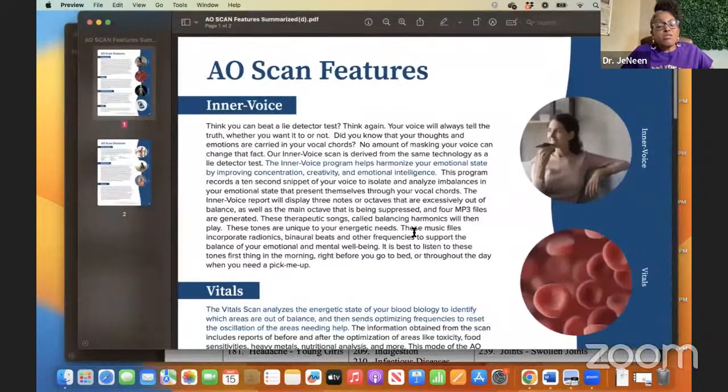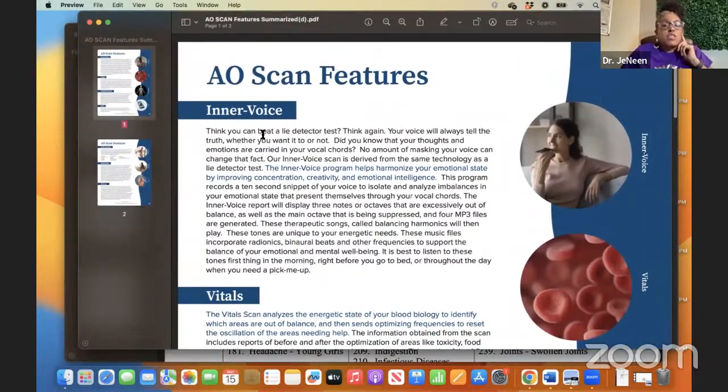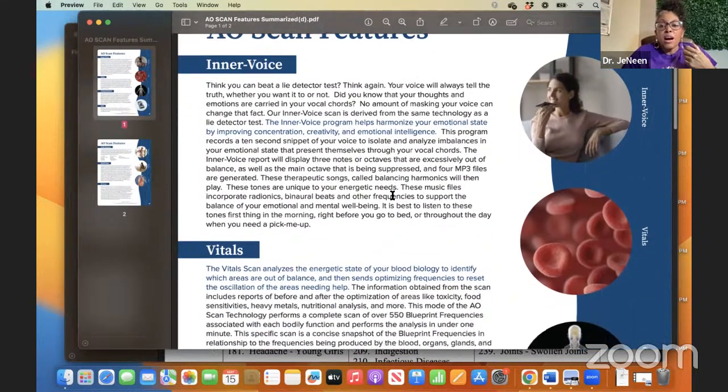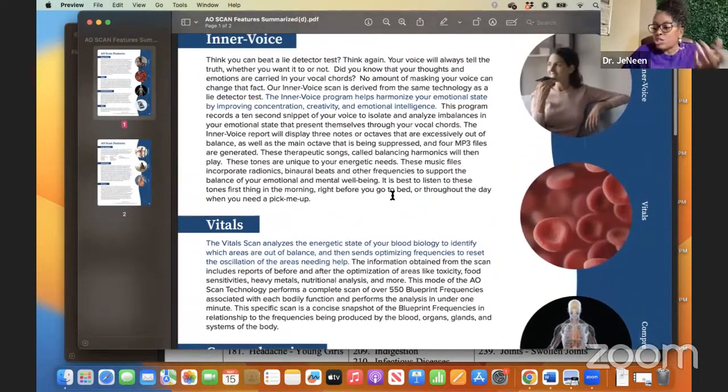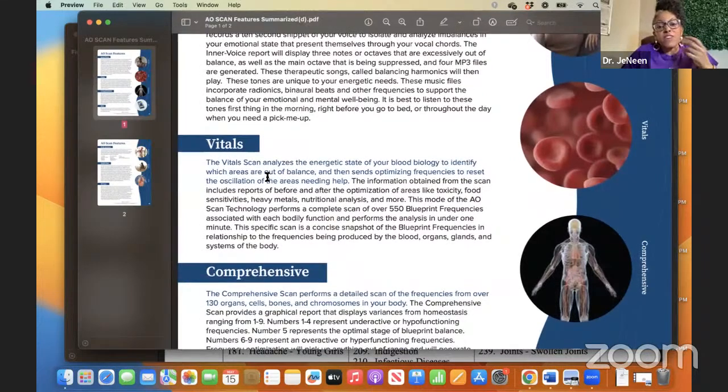So just to close out what all you have, you've got several different scans. You've got the Inner Voice, which deals with those stuck emotions. It helps to harmonize that without you having to talk it through, without you having to pay hundreds of dollars per session for some type of talk therapy. You've got your Vital Scan, which goes through all your blood biology to identify areas that are out of balance. It's going to send you an optimizing frequency.